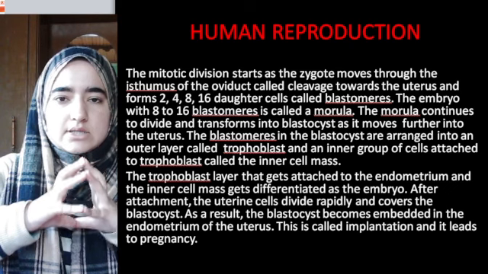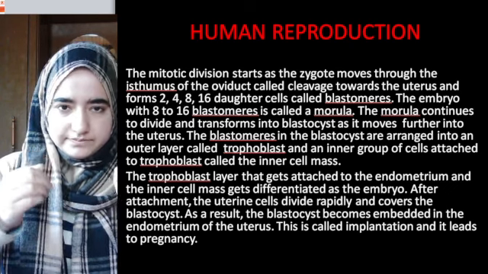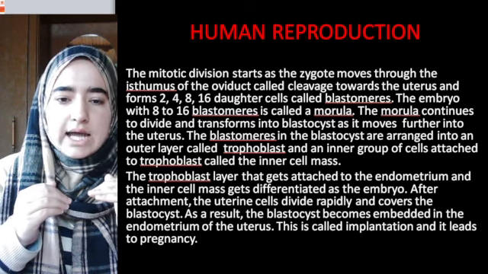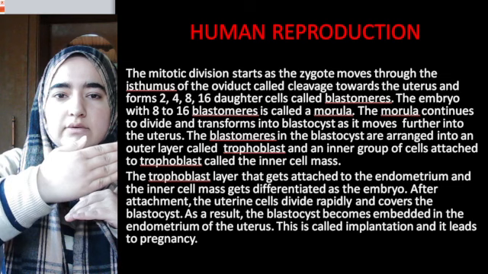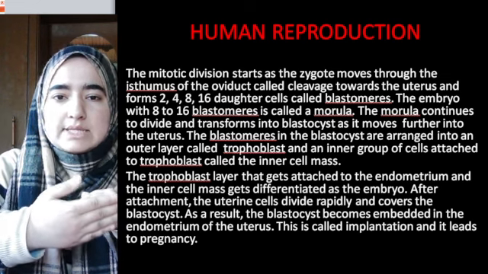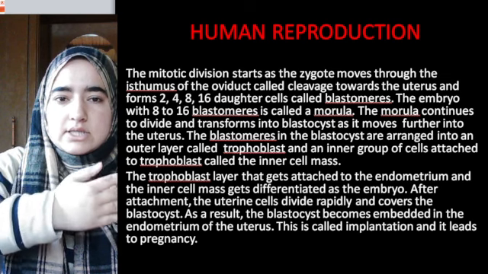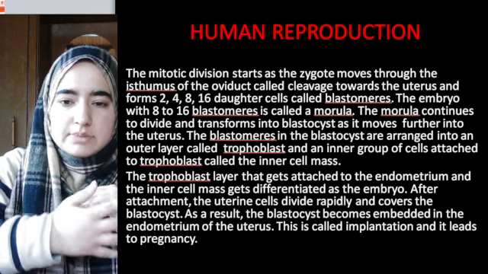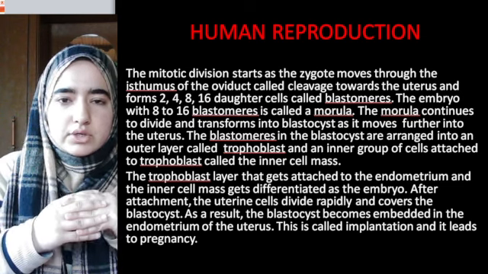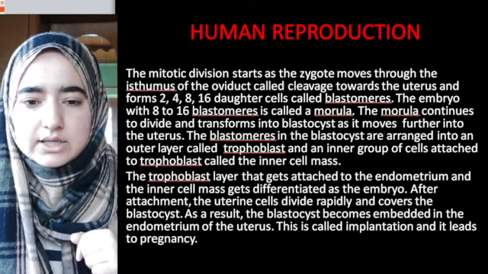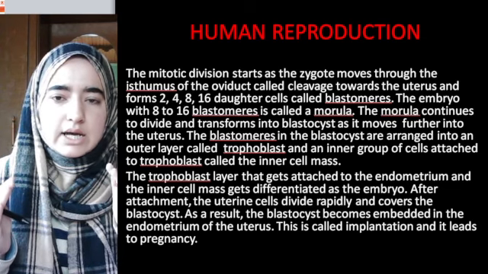Okay, after attachment, what happens? Since the trophoblast gets attached to the uterine wall, that is the endometrium, after its attachment, uterine cells divide rapidly. They divide rapidly in order to cover that trophoblast so that miscarriage or abortion will not take place. It covers this blastocyst, and the blastocyst will become embedded in the endometrium of the uterus. This is known as implantation, and it eventually leads to pregnancy. Now it's clear what implantation is.